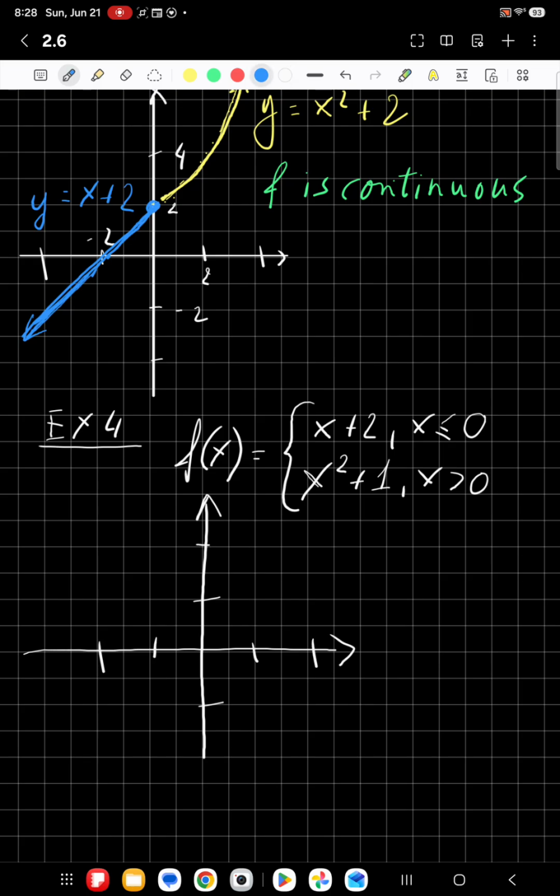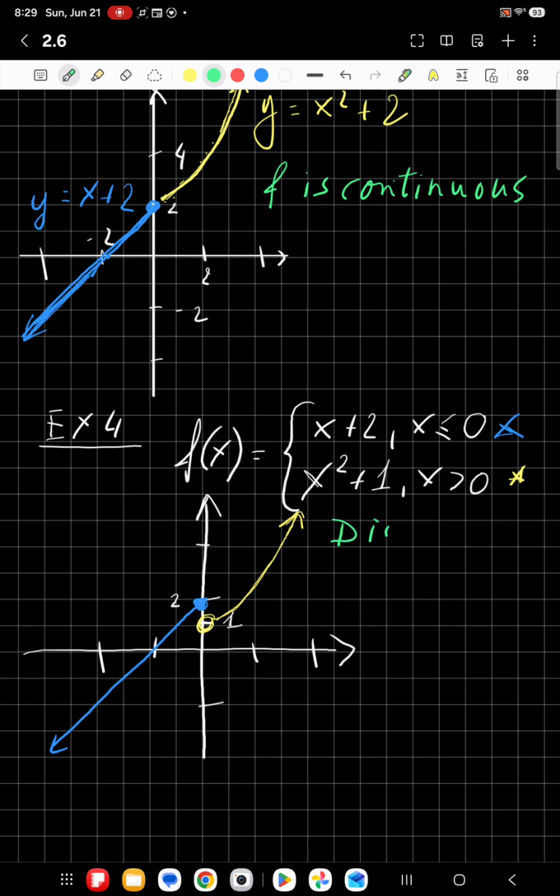Right, so the blue one, this one, and x's are less or equal than 0. Right, so I'll be here. This is the graph. And now the yellow graph. And it's going to be, well, this is 2 and this is 1. So now the yellow graph is here. So there's an open circle right there. And that's that parabola. So you guys see that now, right, the function is not continuous, discontinuous.